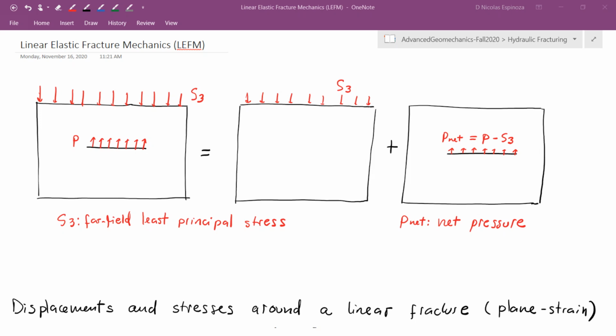What about if the pressure is higher than the least principal stress and we do have a net pressure which is higher than 0? We're going to see the solution for that problem in terms of the Griffith solution, and remember that we're just going to solve this part of the problem. Eventually, we might have to add this part of the problem for solving a specific problem, but now let's just take a look at the effect of pressure inside the fracture in an elastic domain.